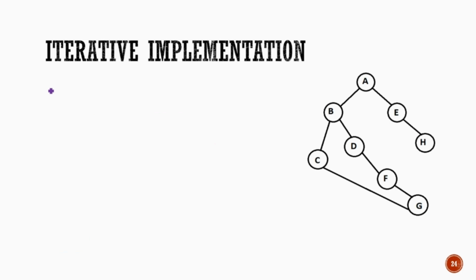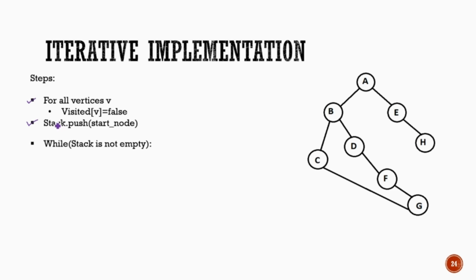Let us look at the pseudocode of the iterative implementation of DFS algorithm. Initially we perform 2 tasks. We mark all the vertices as unvisited and we push the start node in the stack. After that we repeatedly perform 3 tasks. Every time we take a node from the stack, if the node is unvisited, then we print it and mark it as visited.